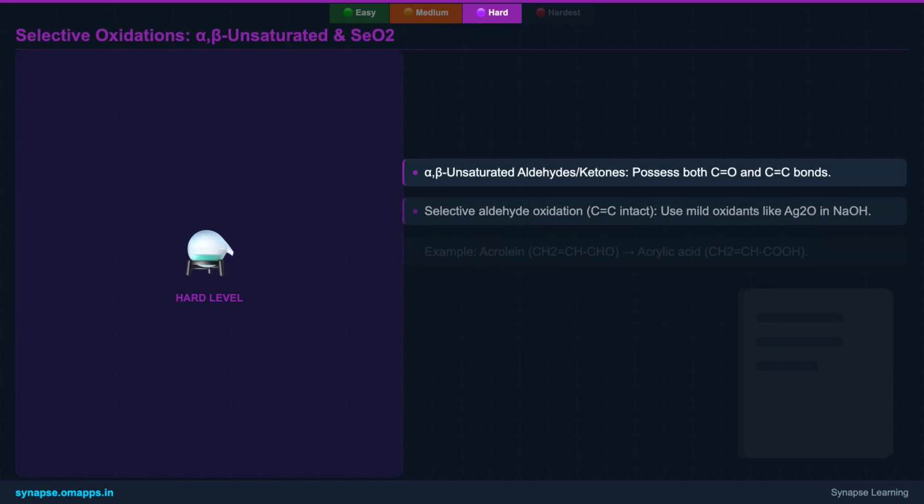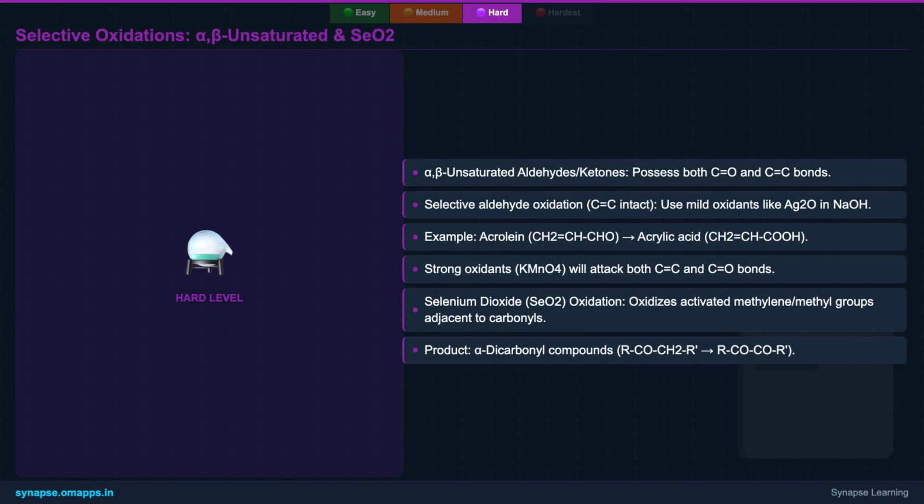When dealing with alpha, beta-unsaturated aldehydes and ketones, selectivity is paramount. These molecules possess both a carbonyl group and a carbon-carbon double bond, both of which can be oxidized. To selectively oxidize only the aldehyde to a carboxylic acid without touching the double bond, we employ mild and specific reagents like silver oxide in aqueous sodium hydroxide. Stronger oxidants would, unfortunately, attack both functional groups.